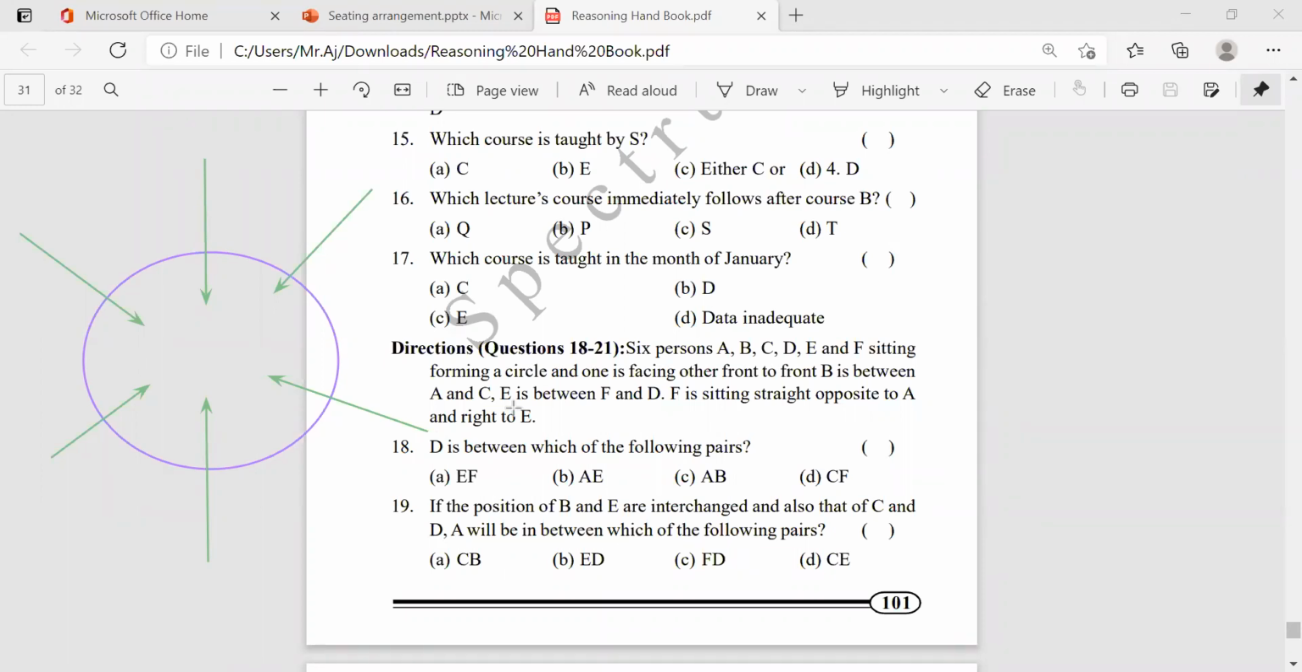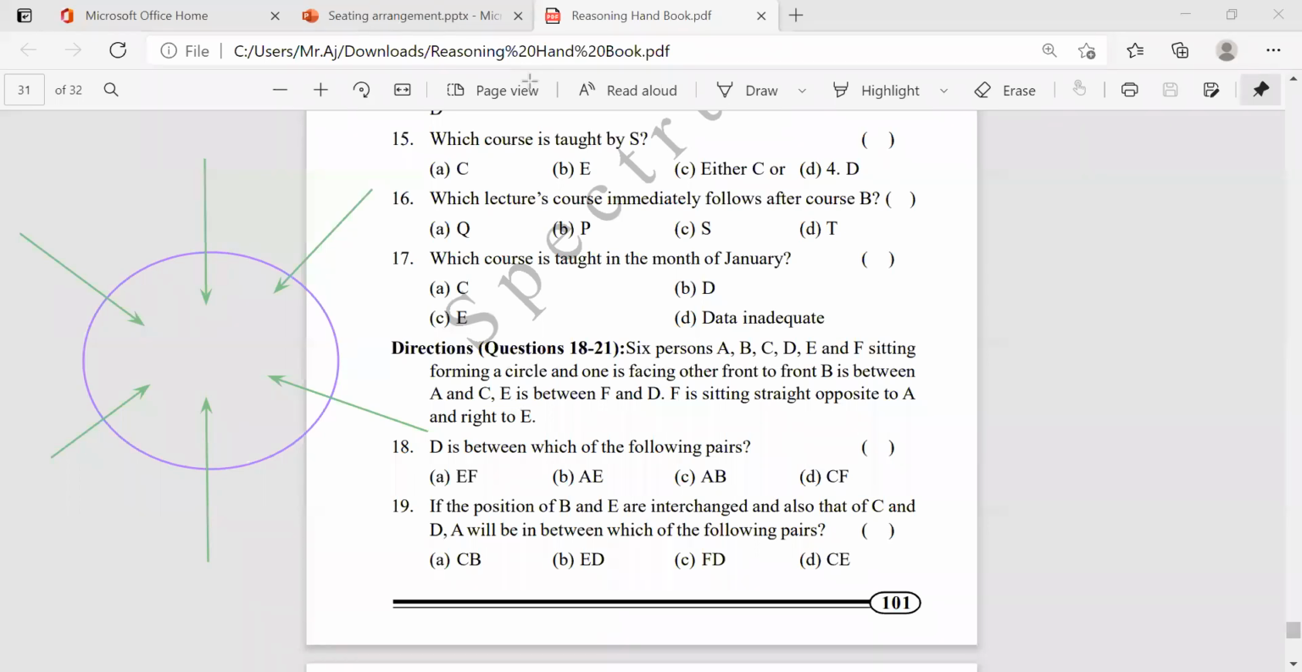That means we cannot say where A will be and where C will be. So keep that statement aside. And E is between F and D. Again the same thing, just keep aside. F is sitting straight opposite to A and right to E. So consider this statement.